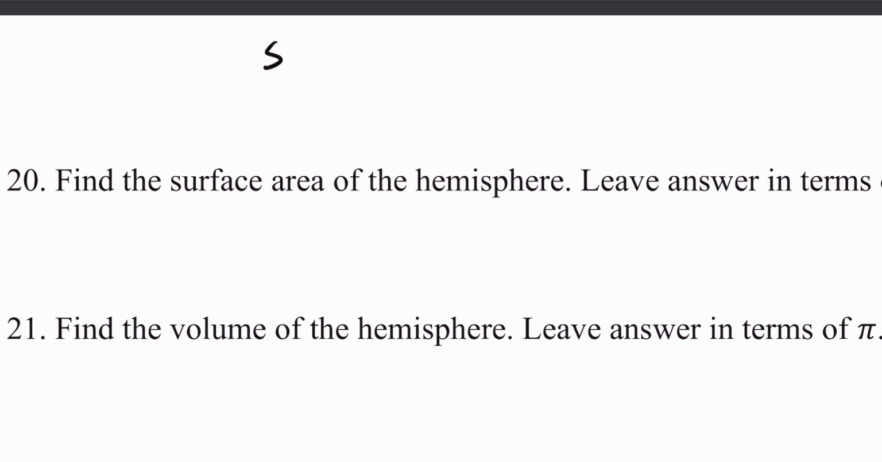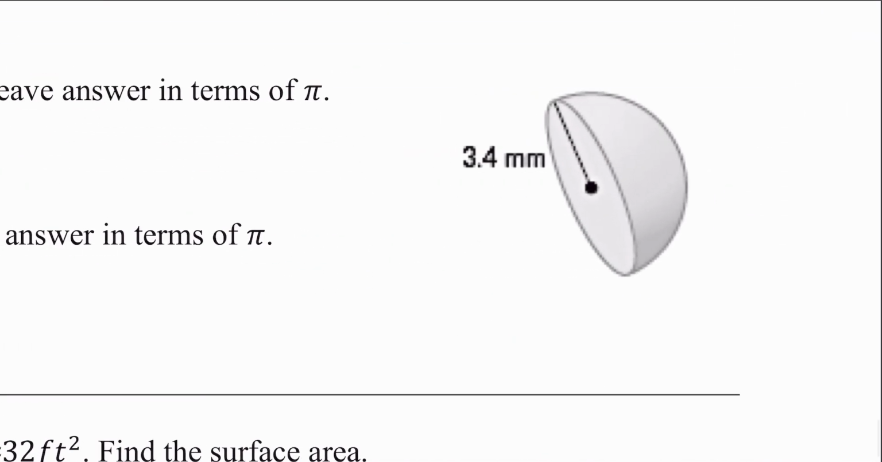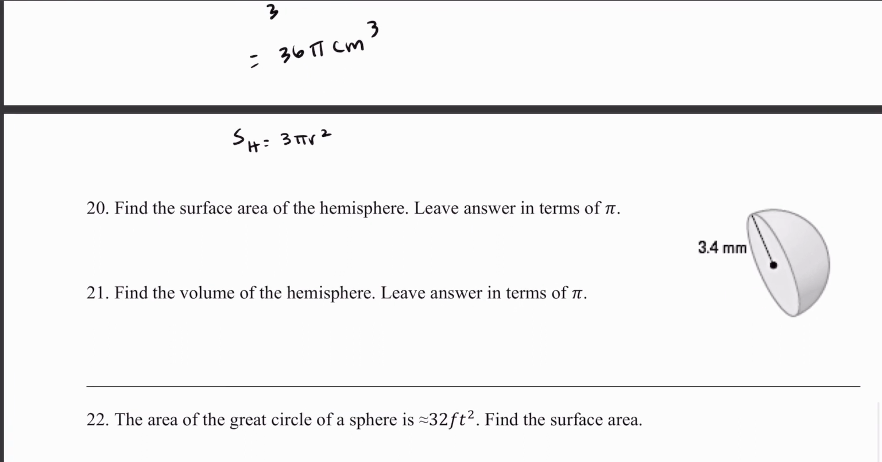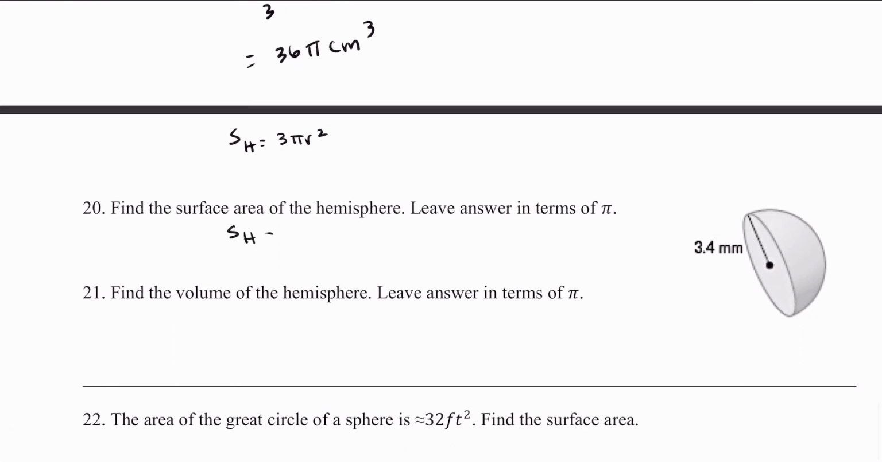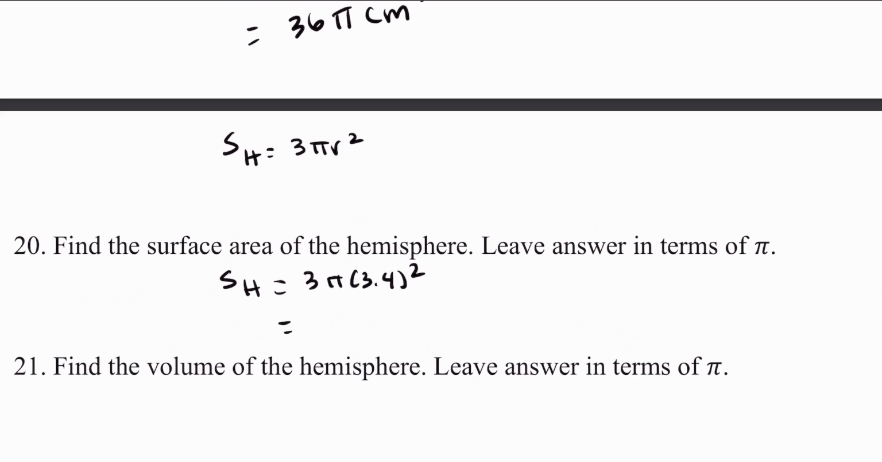So the surface area of a hemisphere is equal to 3 pi r squared. We know what r is. That's the radius. So if I look back at the figure, the radius is 3.4. So the surface area of this hemisphere is equal to 3 pi, okay, so that's the radius, 3.4 quantity squared. And then you're going to go ahead and get 34.68 pi square millimeters because we're dealing with surface area.